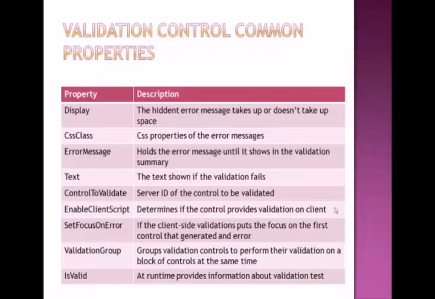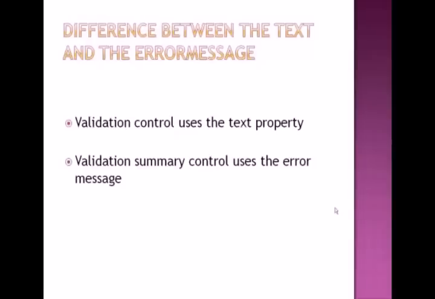The IsValid property is typically not designed and set at design time. At runtime, you will use this to get information about whether the validation has passed or not. So you could use this property in a custom validation to perform those kinds of validations. Before we go further, let me again re-emphasize the difference between the text property and the error message property.